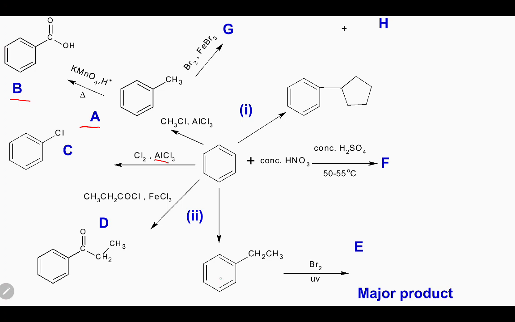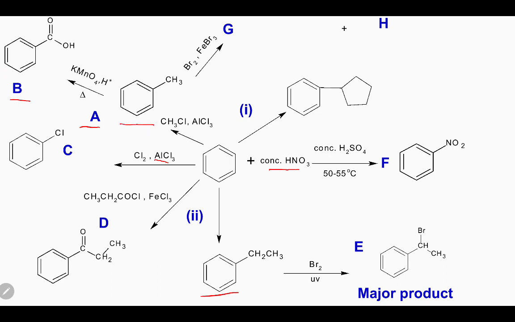Next, ethylbenzene reacts with bromine in the presence of UV light, you will get a free radical substitution reaction product, in which the major product is the haloalkane with bromine attached to the secondary carbon. Next, the reaction of benzene with concentrated nitric acid in the presence of concentrated sulfuric acid will give you nitrobenzene.